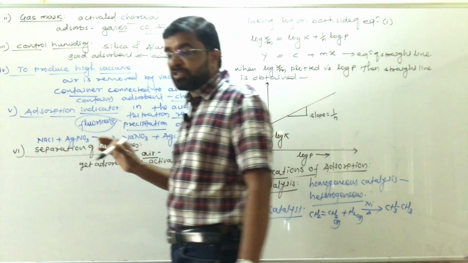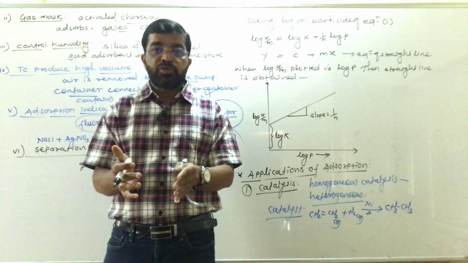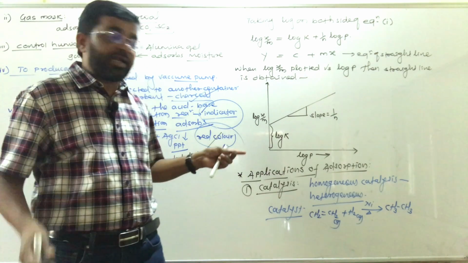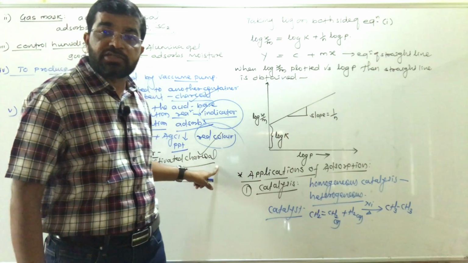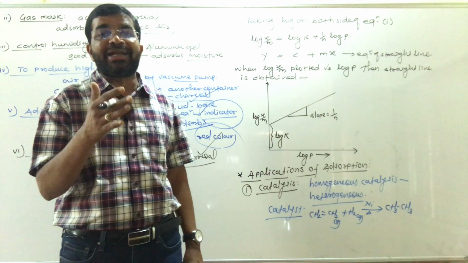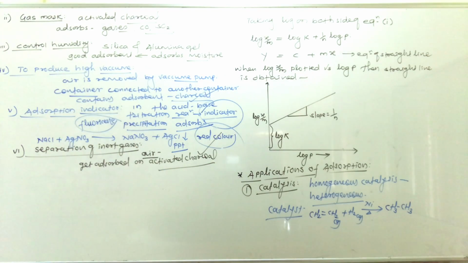When we separate gases from air, the mixture of inert gases gets adsorbed on the surface of activated charcoal, and they can be separated by using their different rates of adsorption. See, another application is in the froth flotation process.